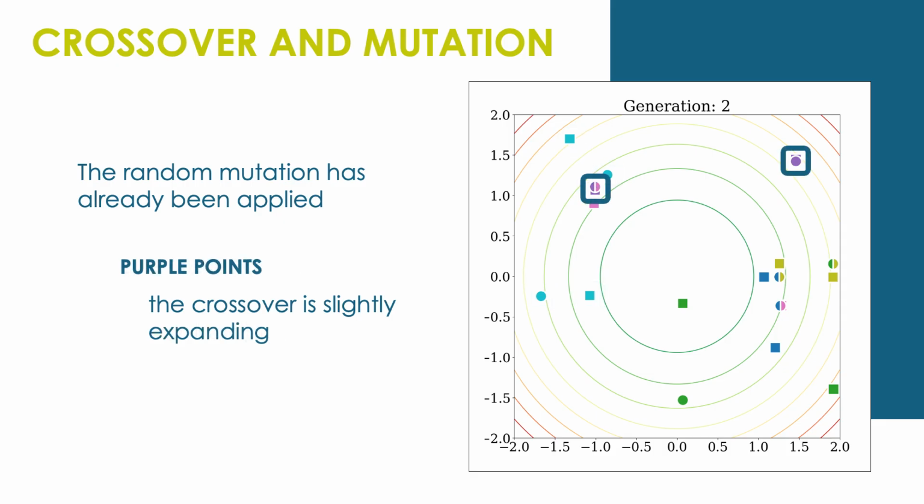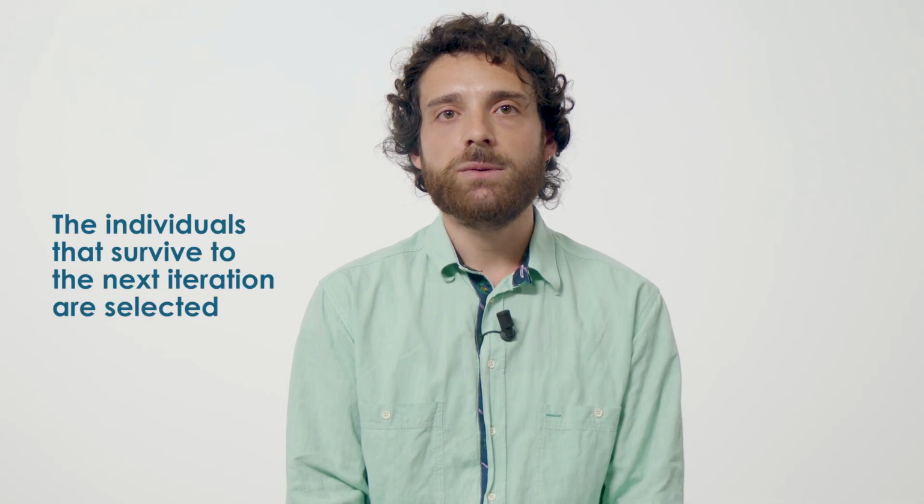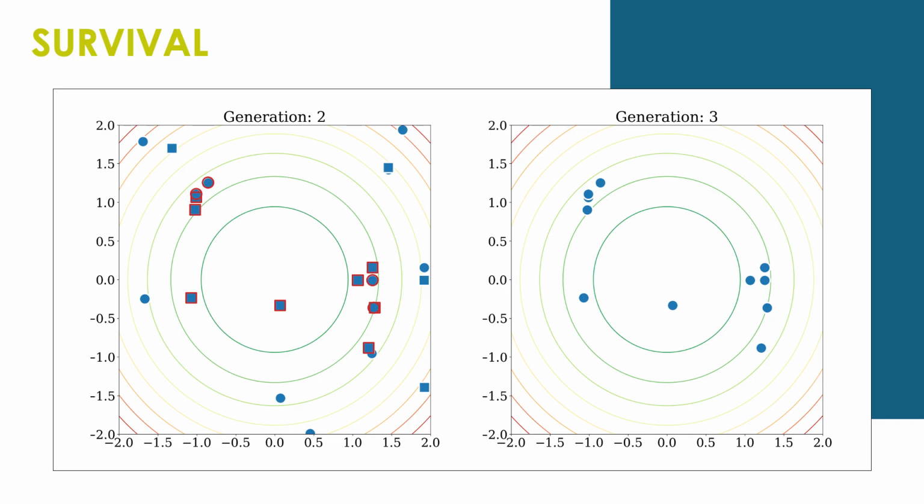Finally, look at the purple points and focus on the y-axis. Here, the crossover is slightly expanding. The children are located farther apart than their parents. Once the offsprings are generated, the individuals that survive to the next iteration must be selected. In the figure, again, they have been circled in red.